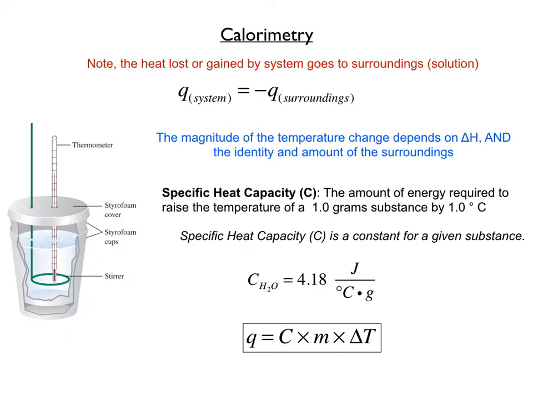So going back to our calorimetry slide, we can put this all together in our equation where the heat absorbed or lost by a substance is equal to the heat capacity times the amount of the substance times the change in temperature of the substance.